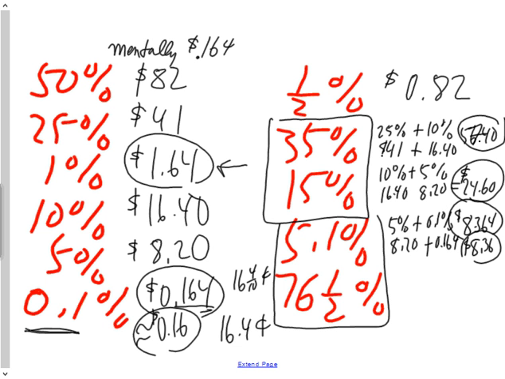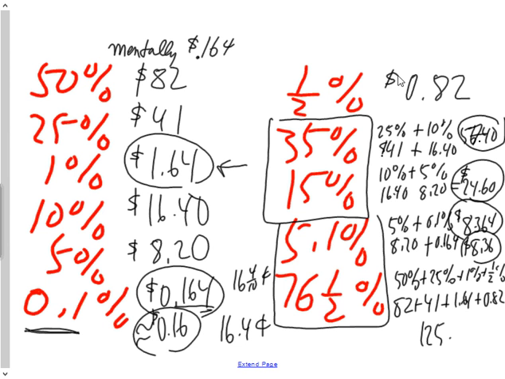And for the last one in the mental math, 76.5%, you would take 50% plus 25% plus 1% plus 0.5%. And all that together would be 76.5%. 50% is $82. 25% is $41. 1% is $1.64. And 0.5% is 82 cents. Add them all together, you get $123, $124, $125 and 46 cents.